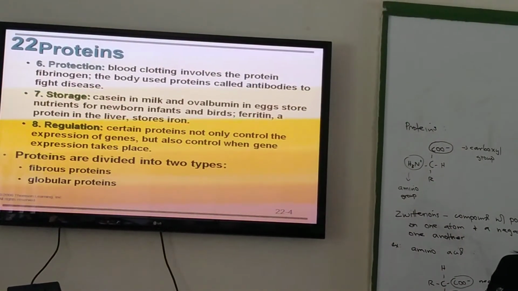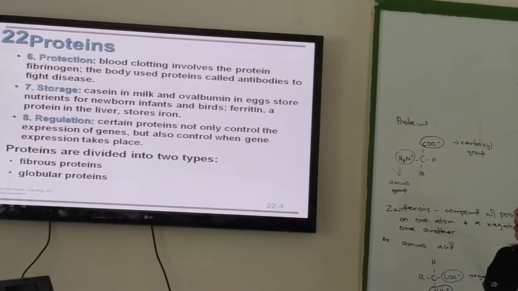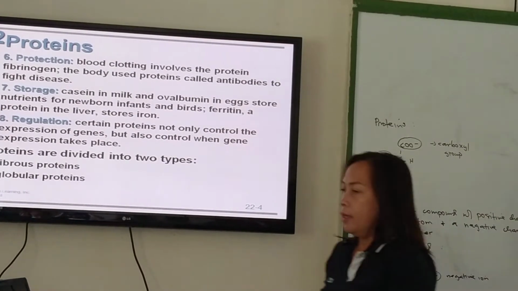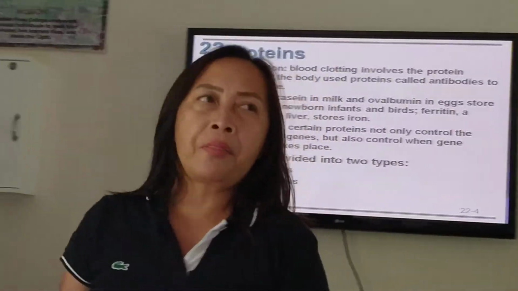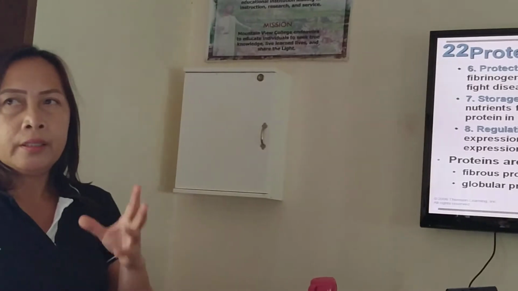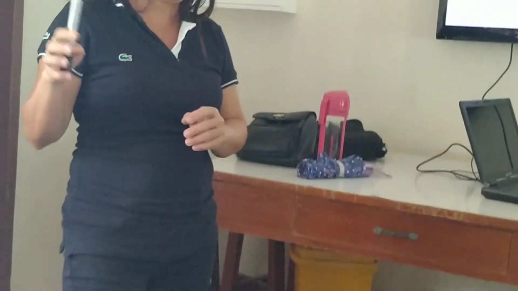protection. Proteins serve for protection. Now, like for example, blood clotting. Now, when we are wounded, say there are breakages on the blood vessels, and the tendency is continuous flow of blood. And if there is continuous flow of blood, there is tendency that you'll be running out of blood.